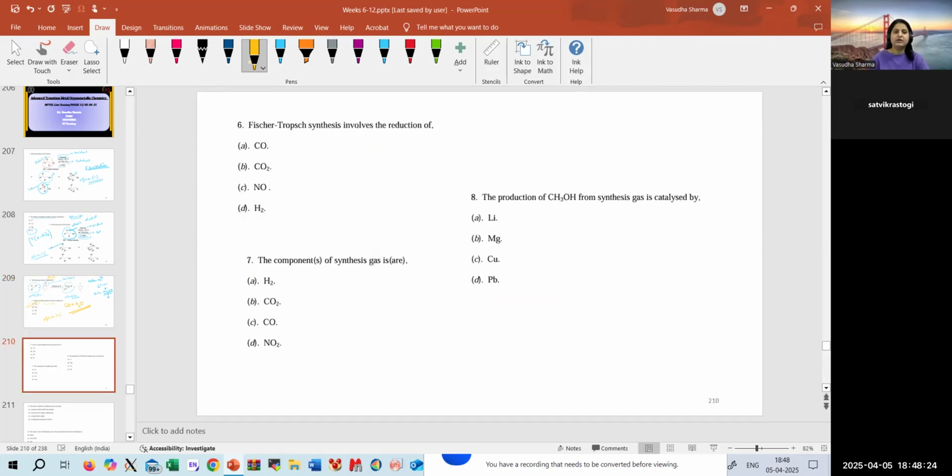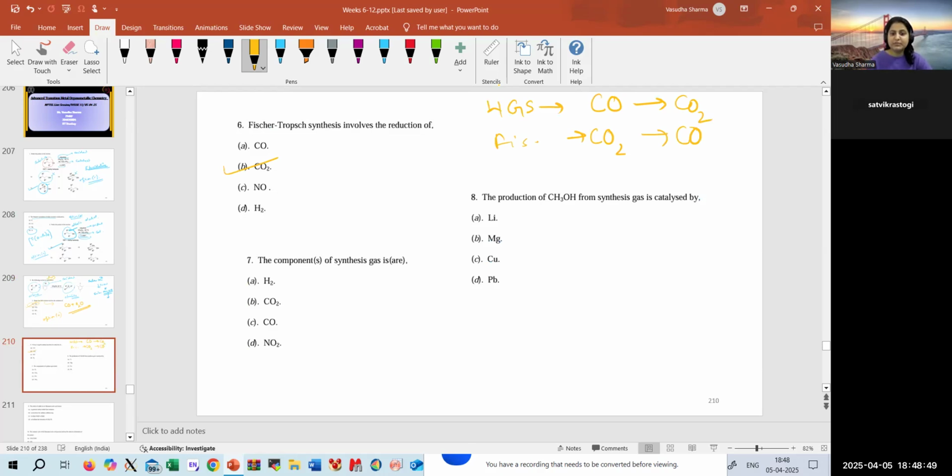Moving ahead, Fischer-Tropsch synthesis involves the reduction of what? So we have seen that the water gas shift reaction gives you the oxidized product, CO to CO2, and Fischer-Tropsch would do the reduction of CO forming hydrocarbons. So option B is correct over here. Don't get confused with the two different reactions.